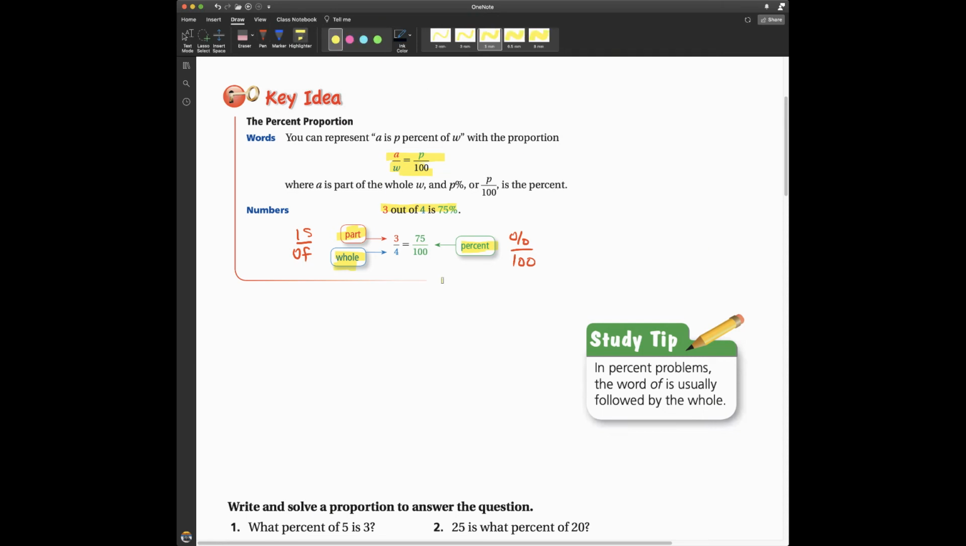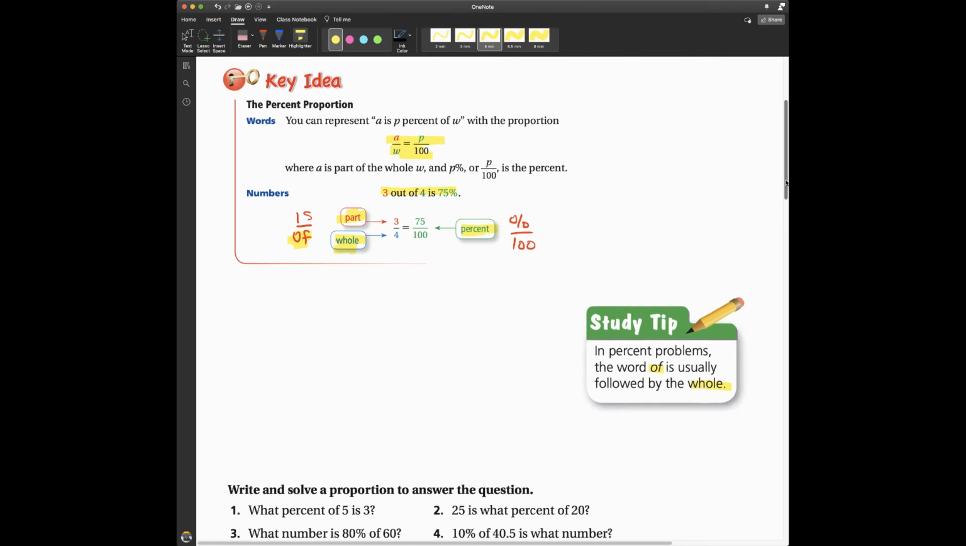So this note says that in percent problems, the word of is usually followed by the whole. That's why we call the denominator the whole, but sometimes we'll use the word of. And usually the part either comes before the word is or after the word is. It depends.